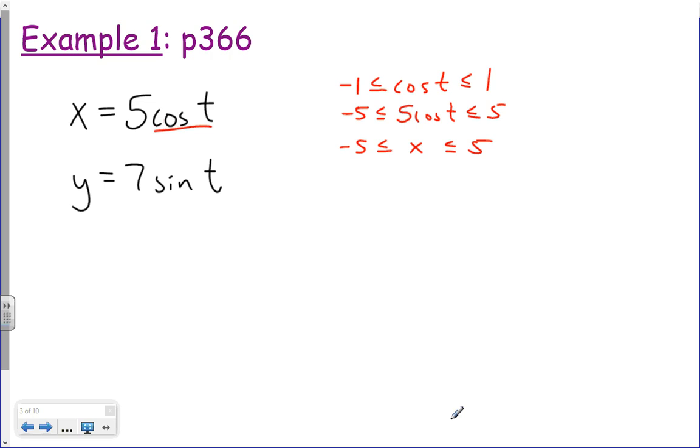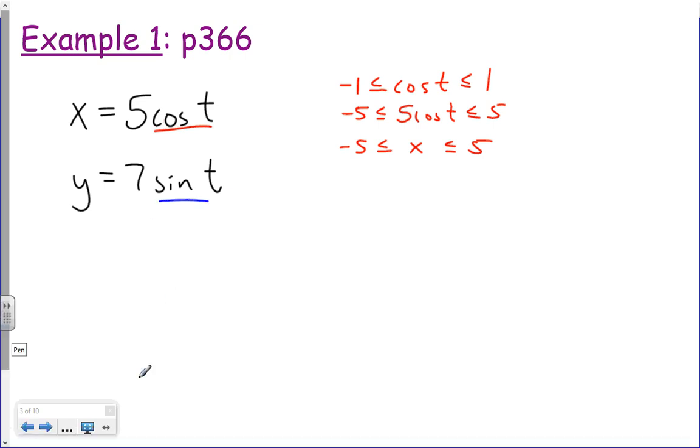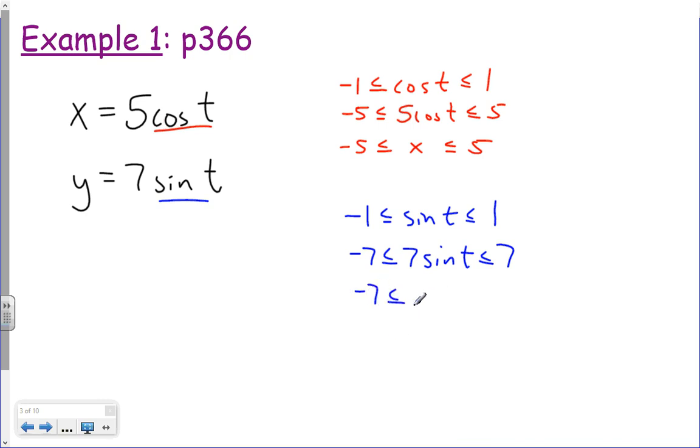Likewise, we should be able to do the same thing for sine. The range of sine is the same as cosine, actually, so that's between -1 and 1. We're looking at 7 times that, so multiply through by 7. So I've got -7 is less than or equal to 7 sine of t, which is less than or equal to 7. And again, 7 sine of t here, that's y. So let's just replace that middle part here with y. And there we go. We've got that y is between -7 and 7. So I now have an idea on my sketch where this is going to show up.